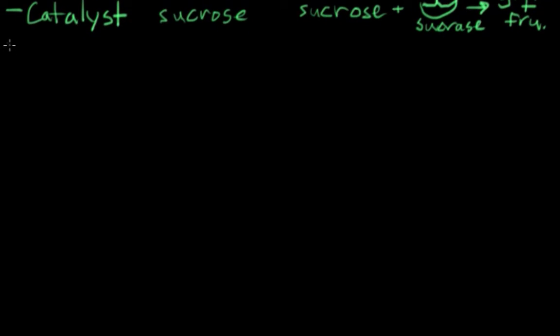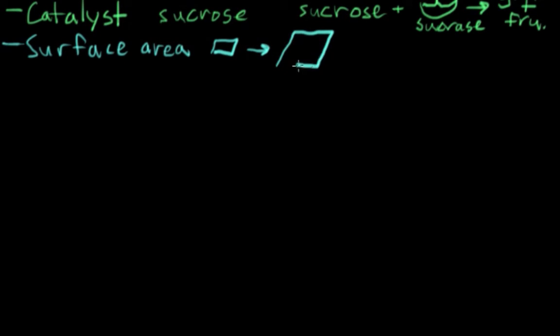So related to the catalyst is the surface area. So sometimes we have a catalyst that is like a piece of metal. And so if we have a piece of metal this size, only so many reactions can happen on top of the piece of metal. Now, if we increase the piece of metal to this size, we've greatly increased the surface area, which means that the reaction can happen faster.